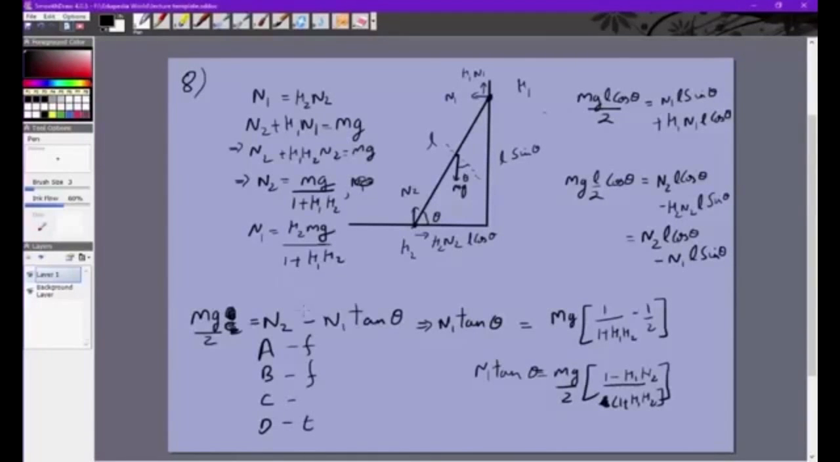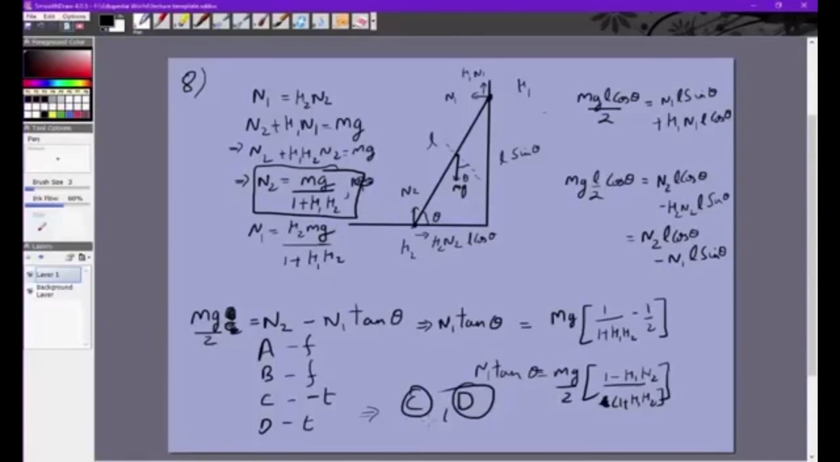Let's look at option C now. If mu1 and mu2 both are not 0, then N2 is equal to Mg by 1 plus mu1 mu2. This is a true result. So C is true, which means the answer to this problem will be C and D.